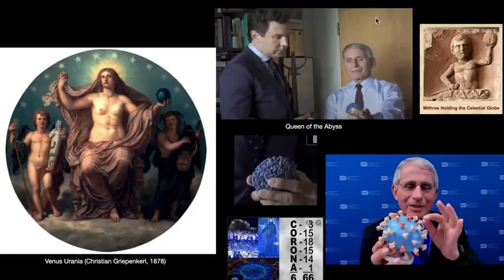Here's Fauci, Queen of the Abyss, holding his globus cruciger, just like Venus Urania, and even Mithras holding the celestial globe. 666, 666. They worship this globe. I will see you soon for part 3.